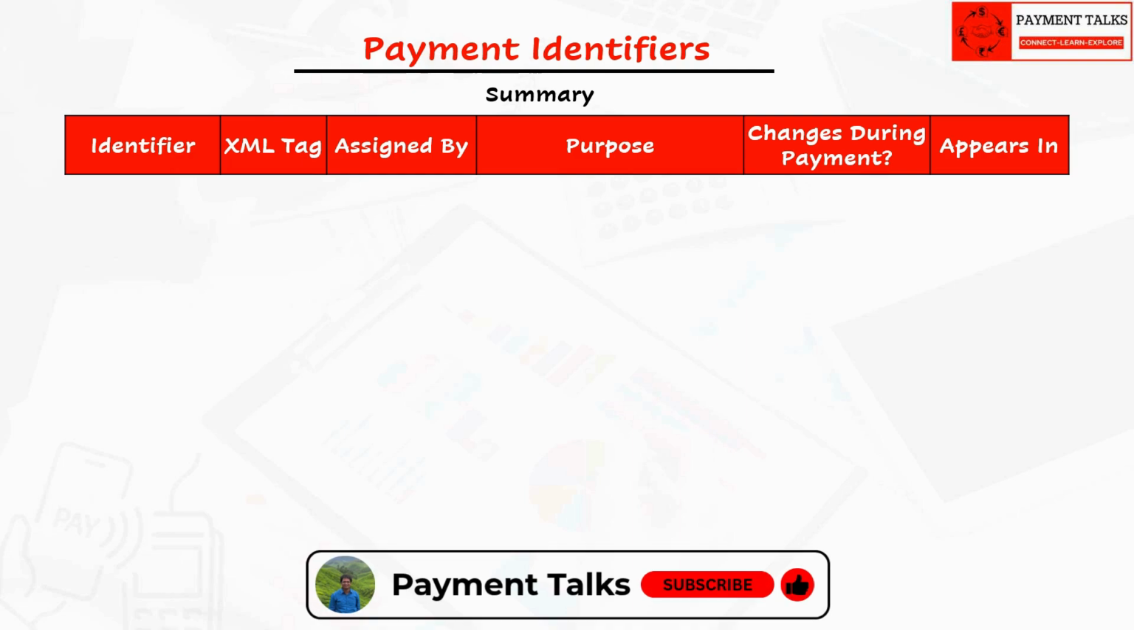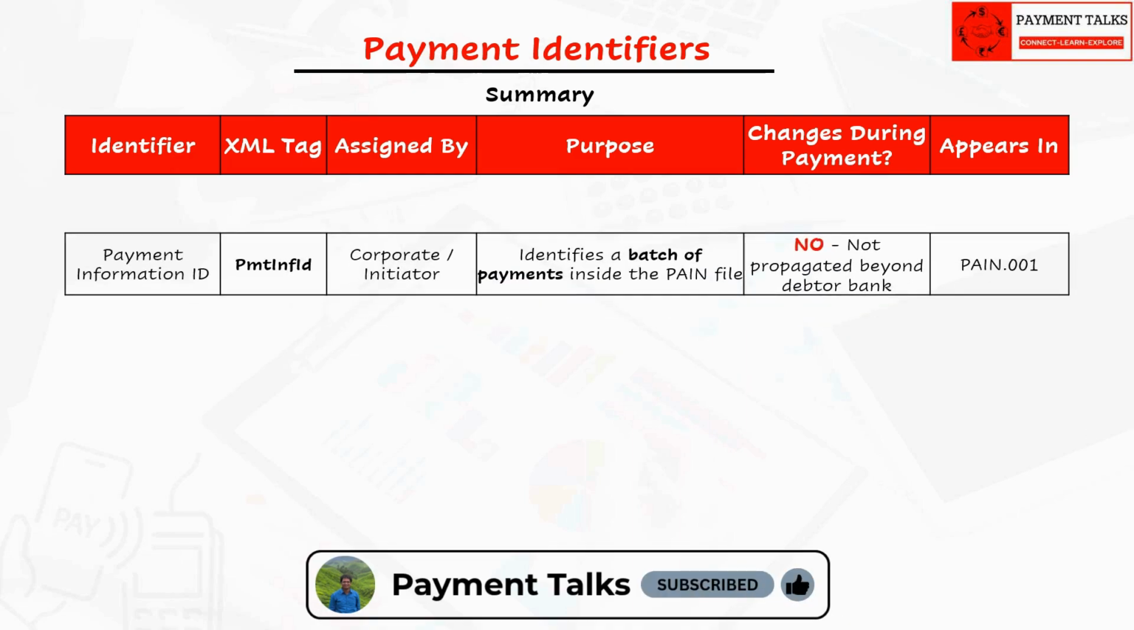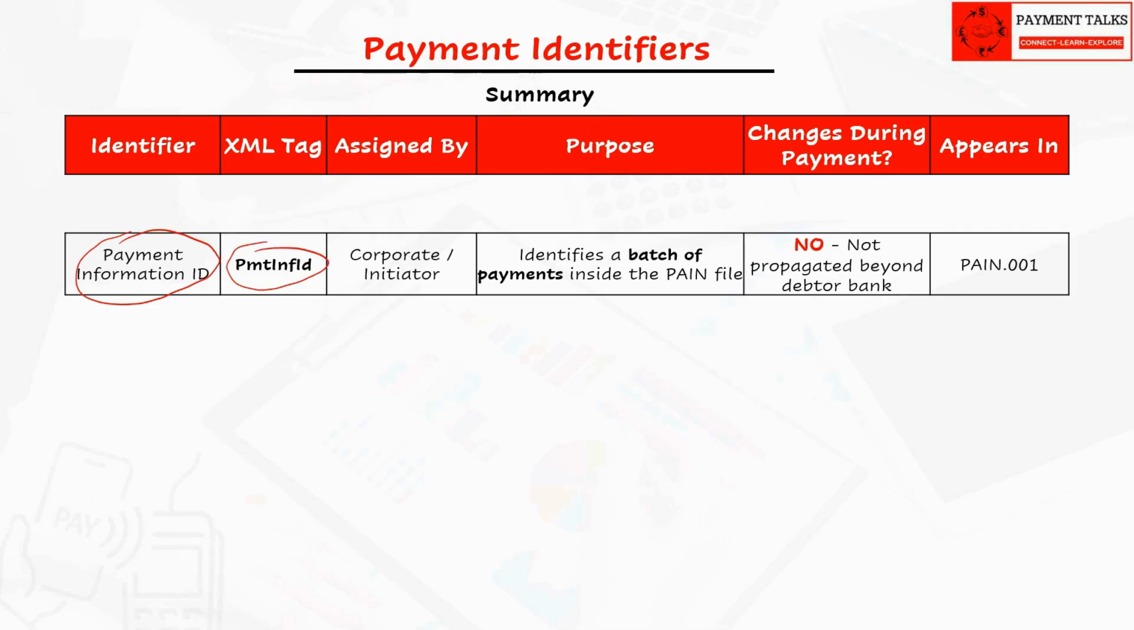The next identifier is payment information identification. What it is? A batch level reference that identifies a group of payment instructions within a PAIN.001 file that share the same payment characteristics such as the same debtor, same payment date or same payment method. Who creates it? The corporate or initiating party, assigned at the point of payment initiation in the PAIN.001. Where it appears? In the payment information block of PAIN.001 only. It does not appear in PACS.008 or PACS.009.